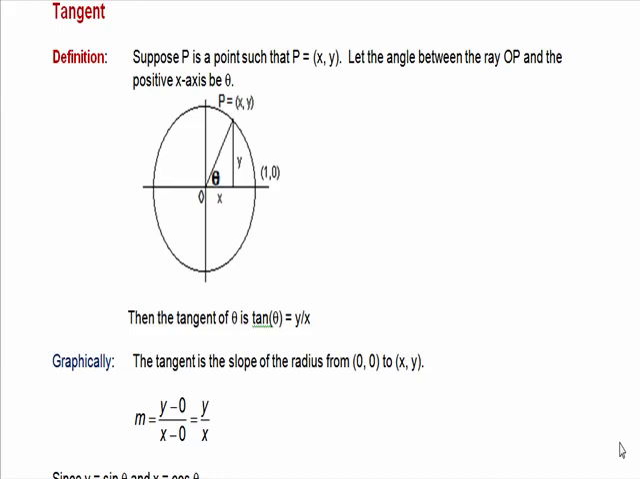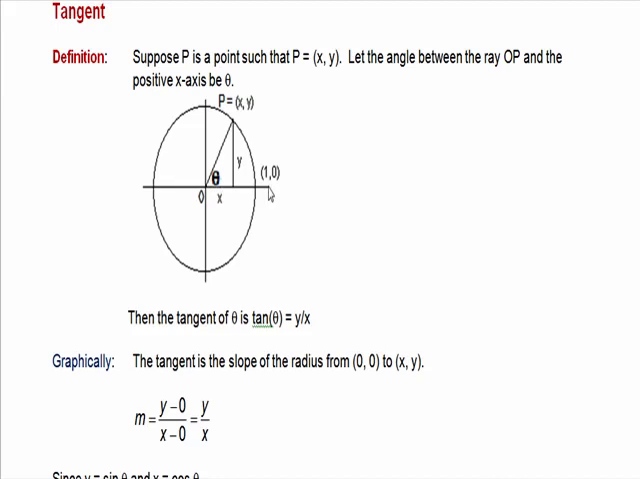Okay, let's define the tangent function. If I want to define the tangent function, I'm going to do this graphically a couple of ways. First of all, let's suppose I have a point P on the unit circle, and the point P is going to be the point (x, y). And I'm going to let the angle between the ray OP, so O is the origin out to P, and the positive x-axis, I'm going to call that theta.